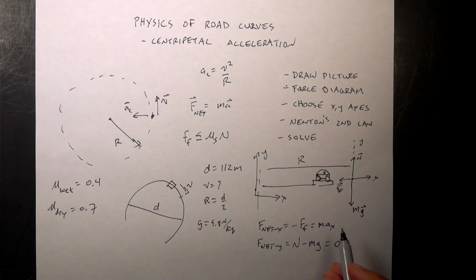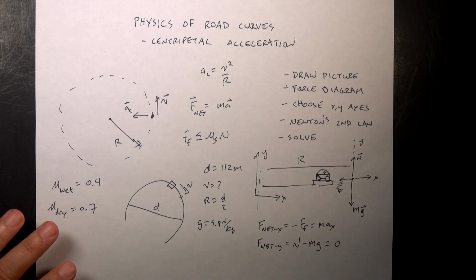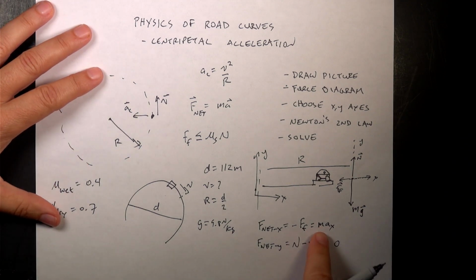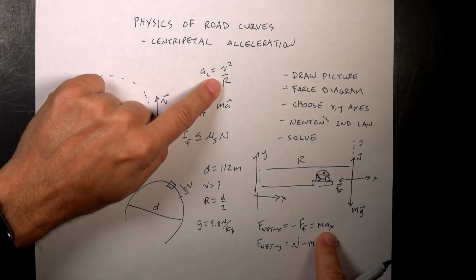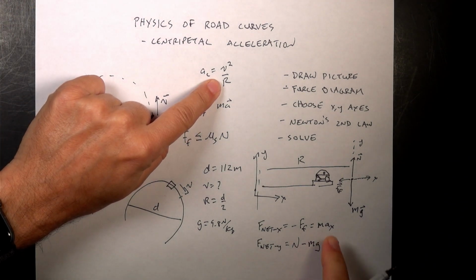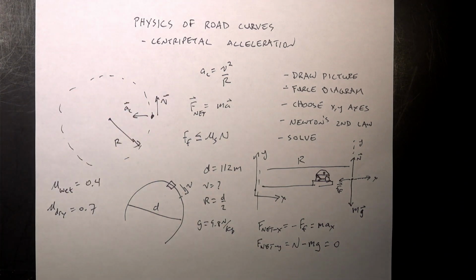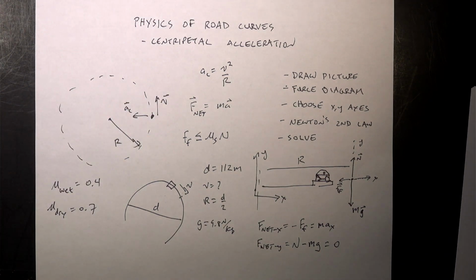Okay, so now I have two equations. I don't know the friction force. I don't know the mass. I kind of know the acceleration. I do know the acceleration is going to be v squared over r. And I don't know the normal force. There's a lot of stuff I don't know, but I can still proceed anyway.